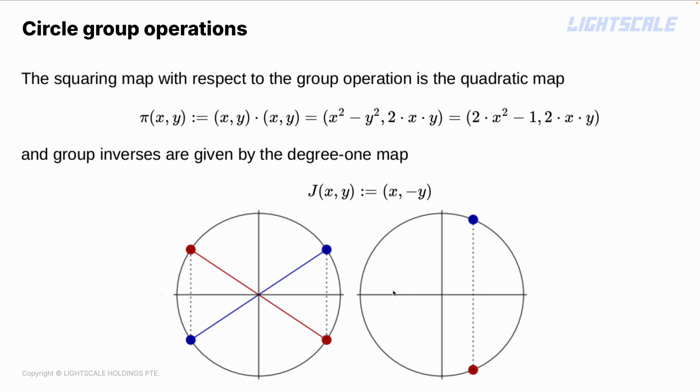So how does that translate to our image then? In which image? In here, this is just showing the inverse actually. Okay. There's no representation of the squaring map. Okay. Yep.